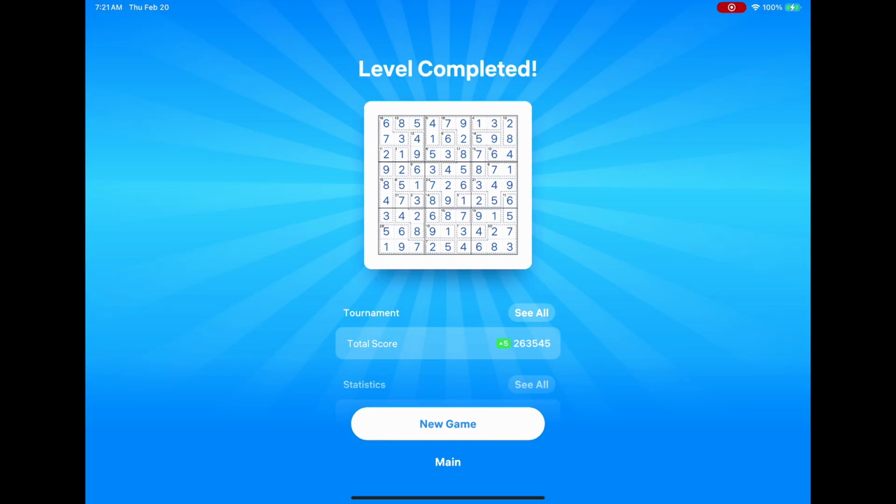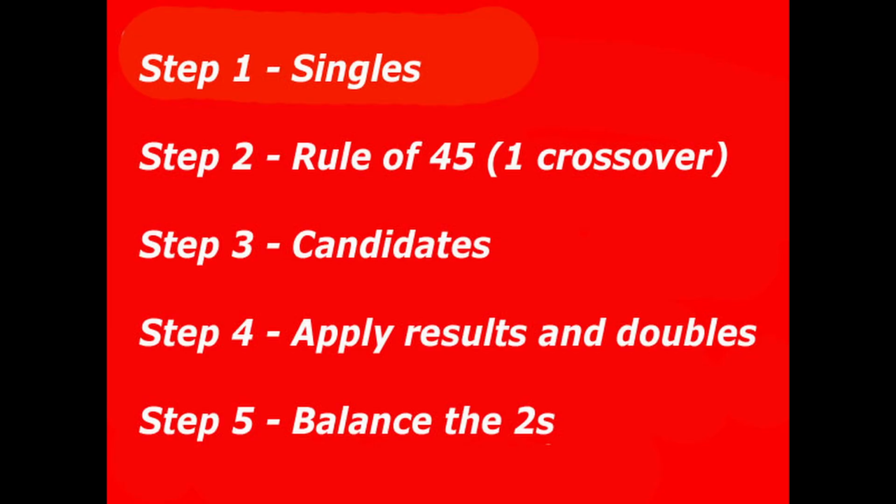Well, that turned out to be pretty easy, didn't it? Let's review the steps we took to solve the puzzle. First, we looked for singles and entered them as results. Then we used the rule of 45 with the blocks and the rows and the columns. We generated a total of 10 results. Then we entered the candidates in the blank squares. We applied our 10 results to the candidates. 3 doubles showed up, so we applied them to the candidates. We balanced the sums with 2 squares. As singles appeared, we entered them as results. As doubles appeared, we applied them to the candidates.